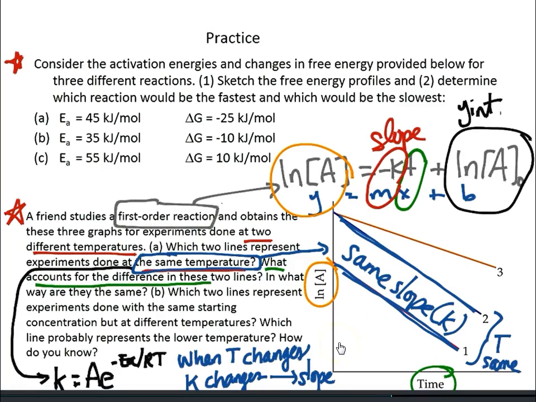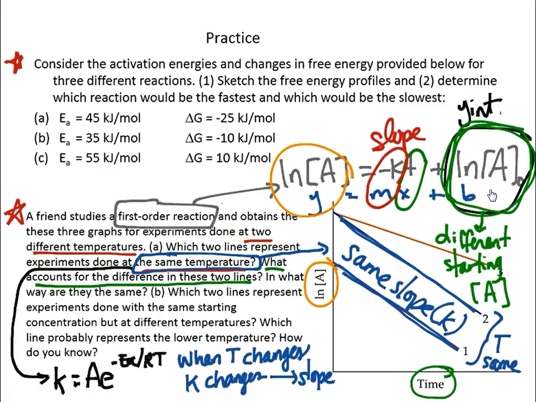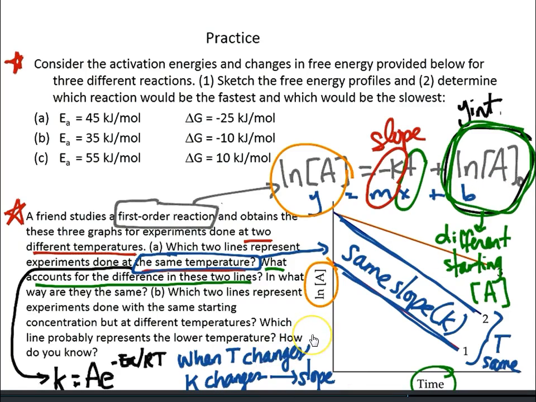What accounts for the difference? The difference is that they have two different y-intercepts, which means they have two different starting concentrations of reactant. In what way are they the same? We already kind of said that. They have the same slope, which means they have the same K value, which means they were done at the same temperature.